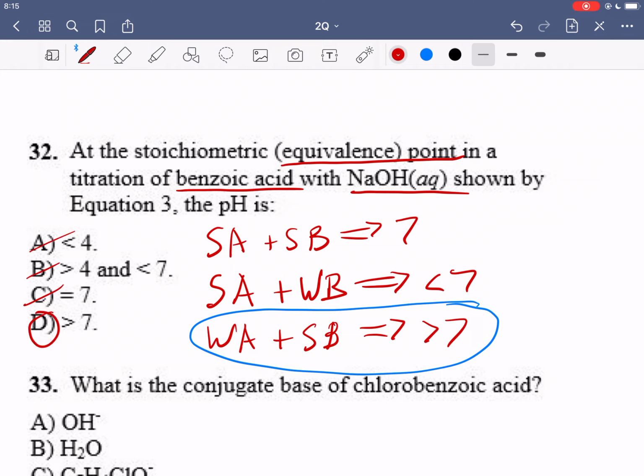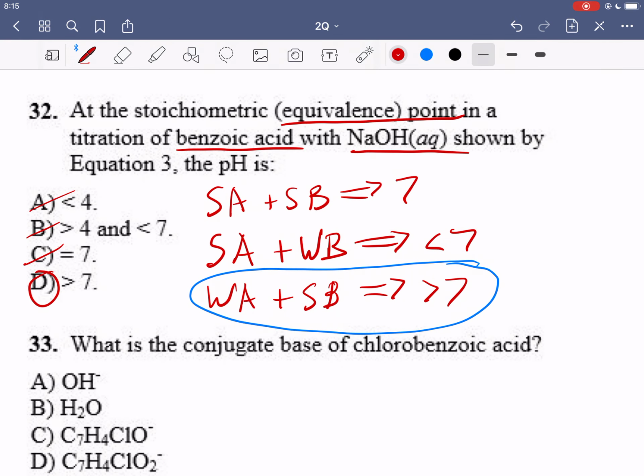And right now I'm not going to go into the details of why this happens, but you can look that up if you are really interested, if you really want to know why the pH goes to one side or the other. But really the key thing that you need to answer this question is just knowing whether it's above 7 or below 7.